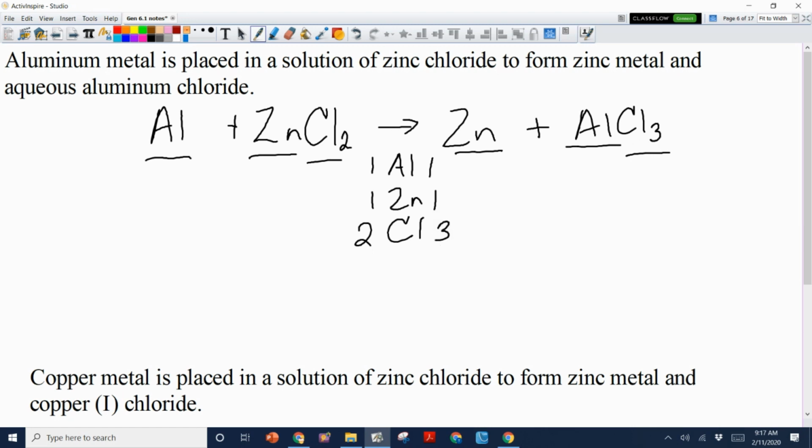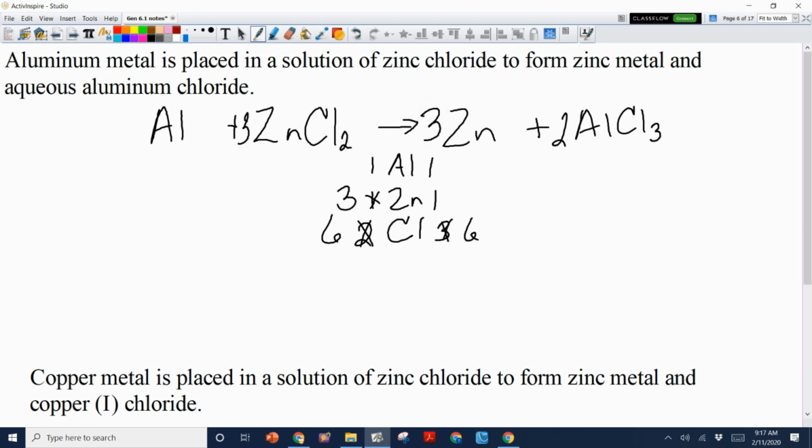All right, so that does not check out. So we're going to have to make sure that chlorine is balanced. Erase my little underlines. So a common factor between 2 and 3 is 6. So I need to make 3 times 2 is 6 on this side, and 2 times 3 is 6 on this side. So that changed my zinc to 3.